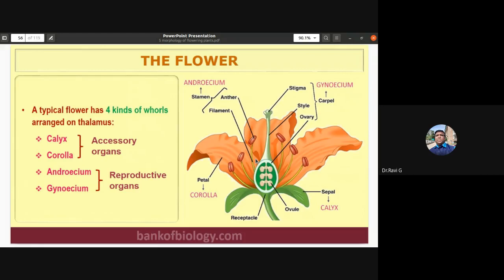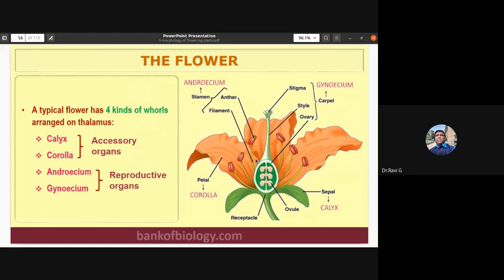Okay, a typical flower has four whorls: the calyx, corolla, andrecium, and gynoecium. Calyx is a collection of sepals. Corolla is a collection of petals. See, calyx and corolla, we call them non-essential whorls. Why do we call them non-essential whorls? Because they are not directly involved in sexual reproduction. That is the reason we call them non-essential whorls, or it is also called accessory organs.